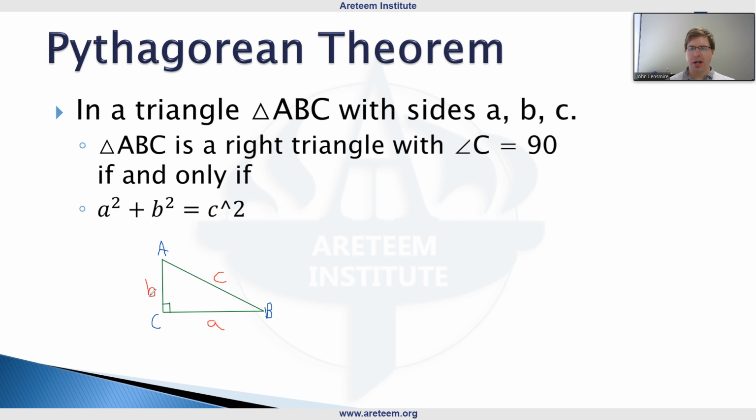Depending on your age, you may or may not have seen this. You might have learned it earlier, but it is a very important theorem. Remember, if and only if means that it works in both directions. So you can use this to find lengths, but it also helps you figure out if a triangle is a right triangle. Any triangle that has a squared plus b squared equals c squared has to be a right triangle.